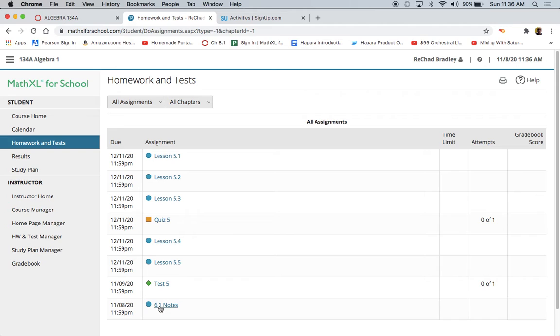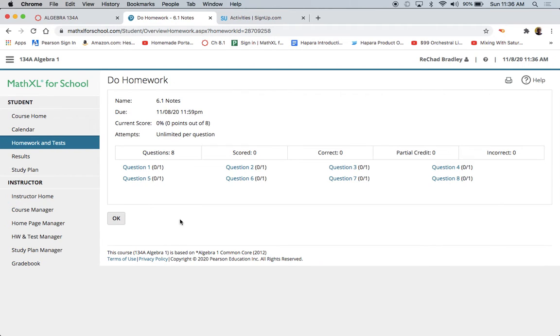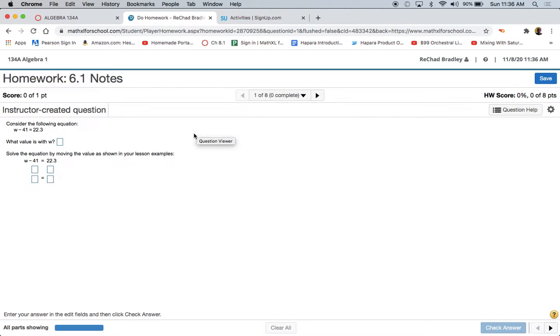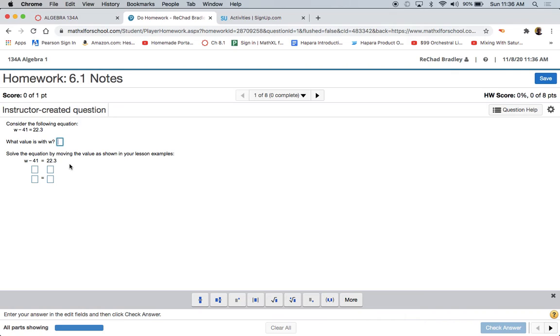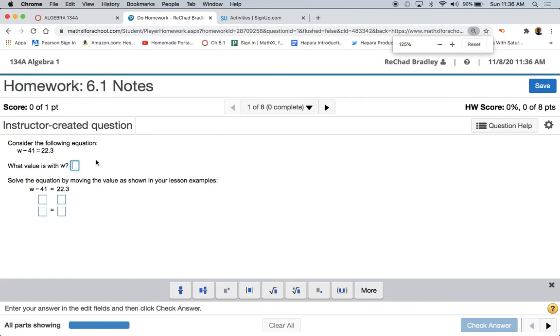But again, I'm going to go ahead and use the calculator in MathXL, which should be available to you. We have 8 questions to walk through very quickly, and then I will be finished. You do not need to copy them, but you should pay attention to what's going on, because this is just like what your homework's going to look like.